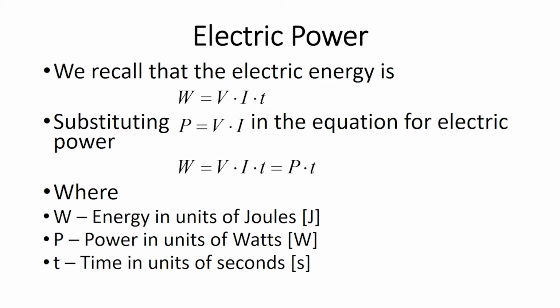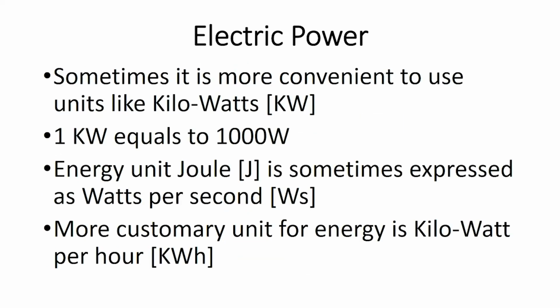We recall that the electric energy is W equals V times I times T. Substituting P equals V times I in the equation for electric power will give W equals V times I times T, which is equal to P times T, where W is energy in units of joules, P is the power in units of watts, and T is time in seconds. Sometimes it is more convenient to use a unit like kilowatts. 1 kilowatt equals 1000 watts.